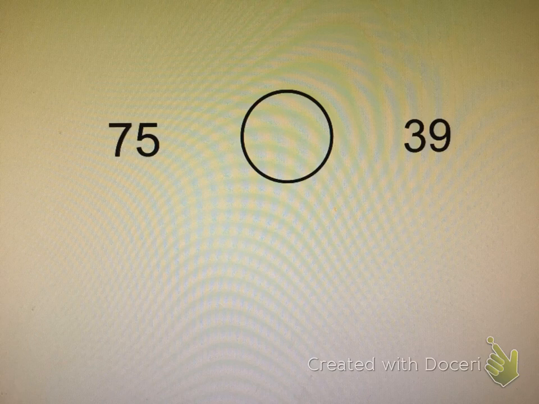Seriously, just imagine that the symbol is an alligator, and the alligator always wants to eat the larger number. So if I want to draw my alligator eating the larger number, it really doesn't matter if I can't remember the name of the symbol, greater than, less than. We know that 75 is greater than 39. I'm going to put my alligator teeth in here just to illustrate this. So we could actually write this number comparison two different ways. We could write it like this: 75 is greater than 39.